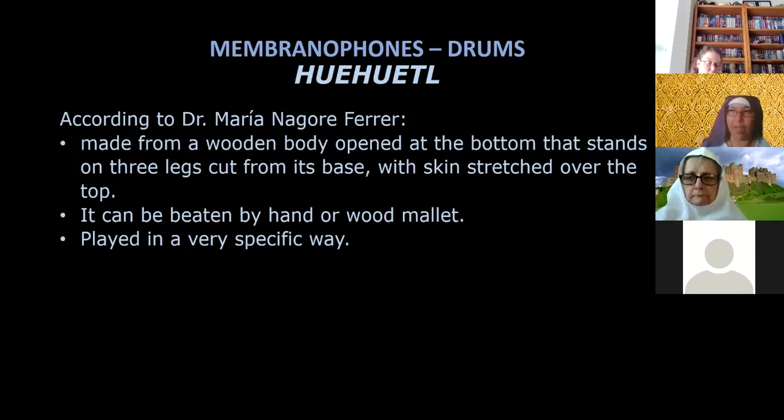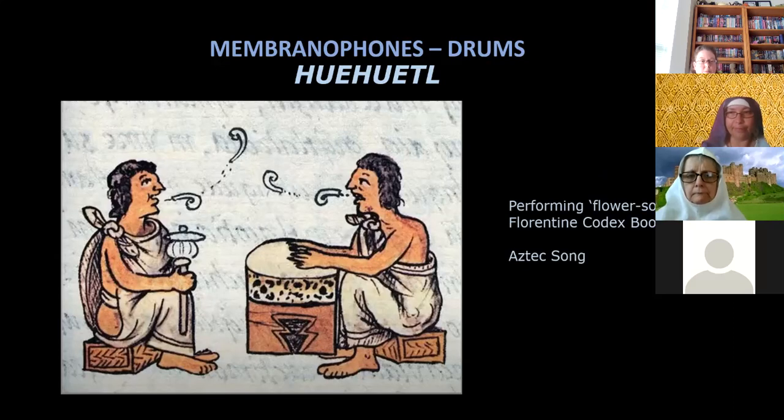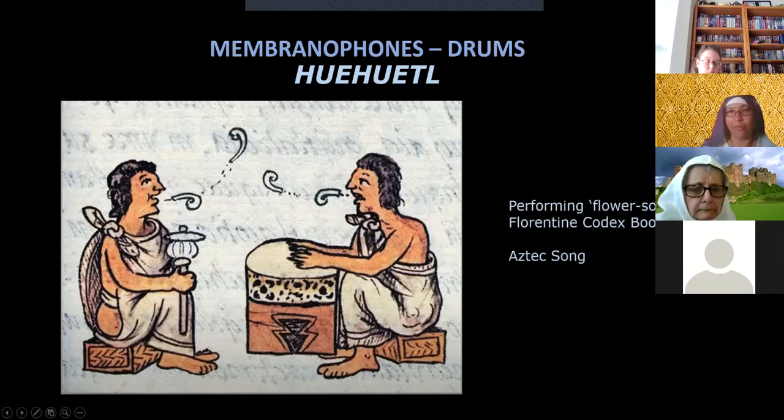Remember that we talked about how strict some of the performances had to be with the drums. They were very specific. Some of the codexes say how they had to be played. We have an example here of a huehuetl. This one is taken from the Florentine Codex, Book 3. And again, we see how they represent the singing, it must be singing.